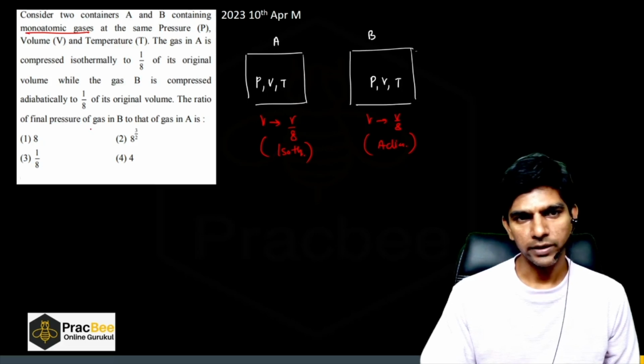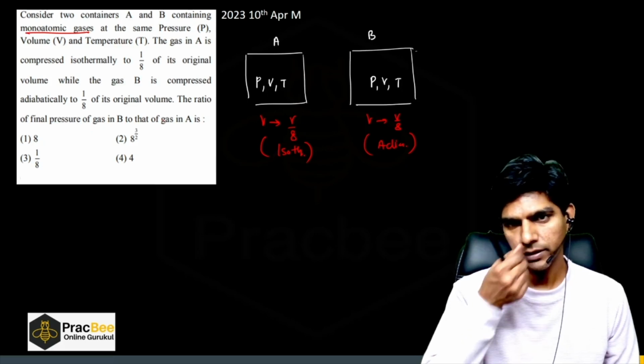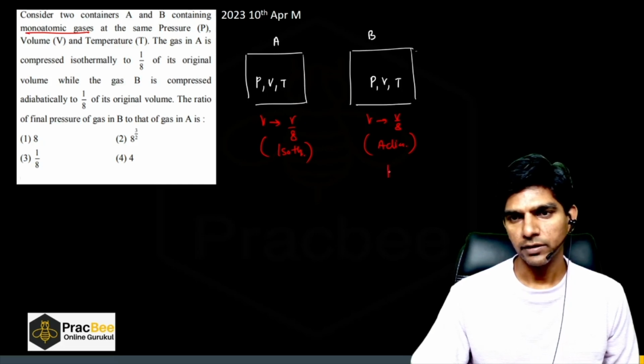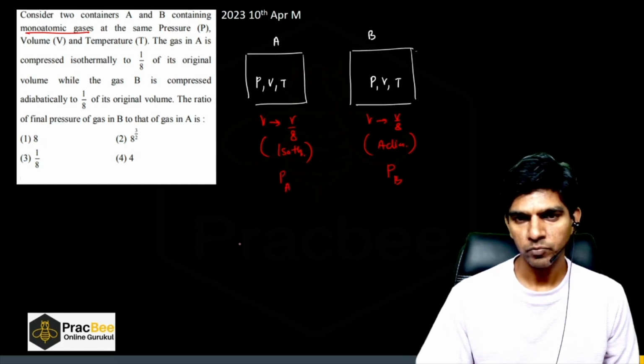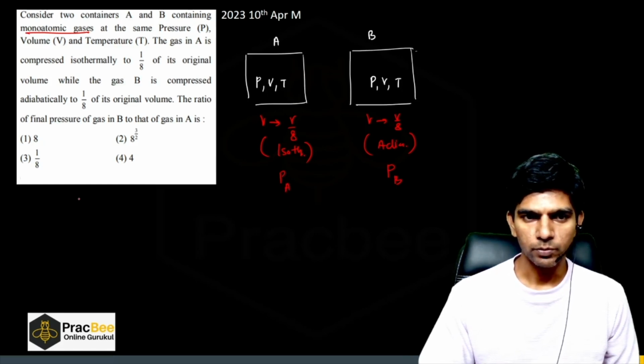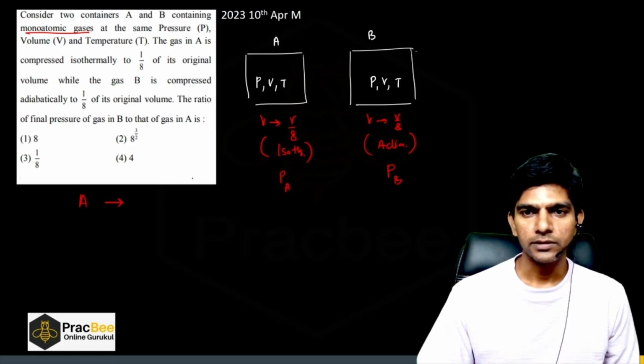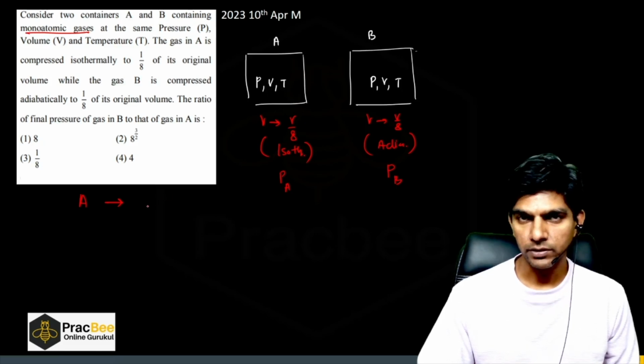Right? So the ratio of the final pressures of gas in B to that in gas A. Let us say the final pressure of gas in container B is PB, and the final pressure of gas in container A is PA. So for container A, it's an isothermal process, P1 V1 is equal to P2 V2. So we can say PV is equal to PA times V by 8. So PA is nothing but 8 times P.